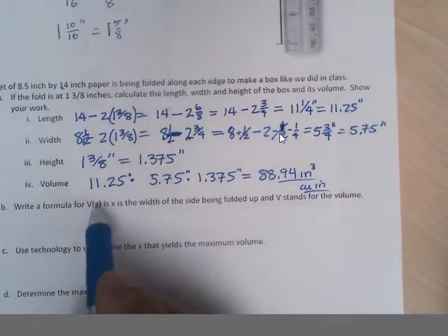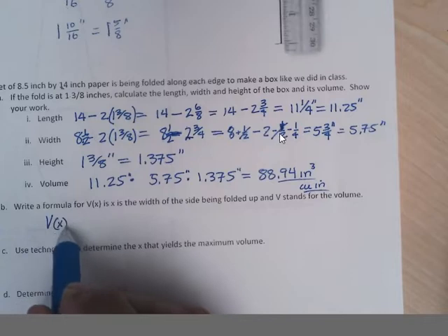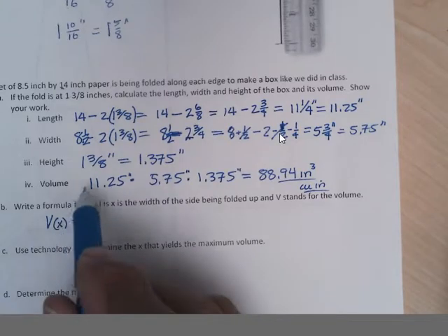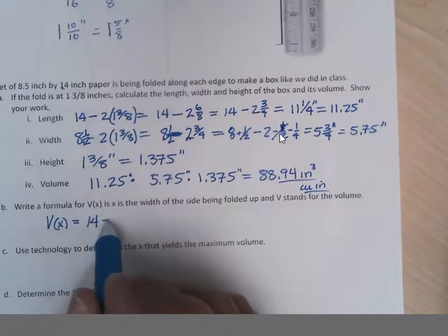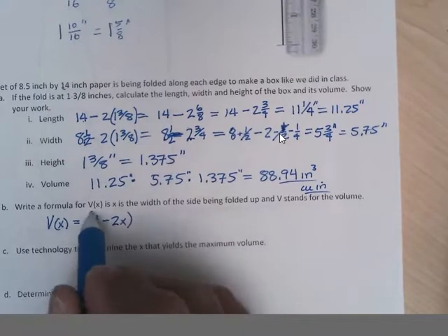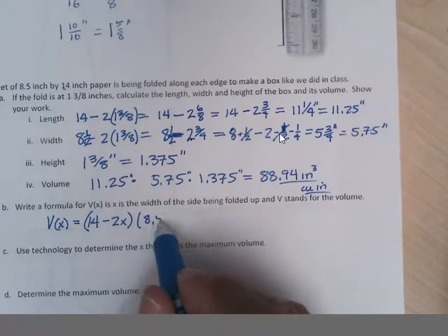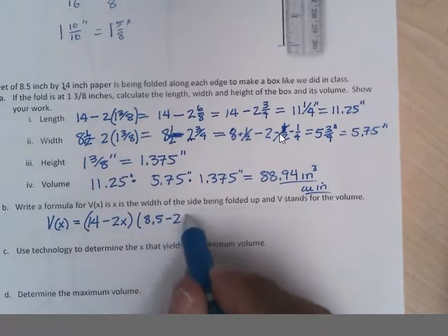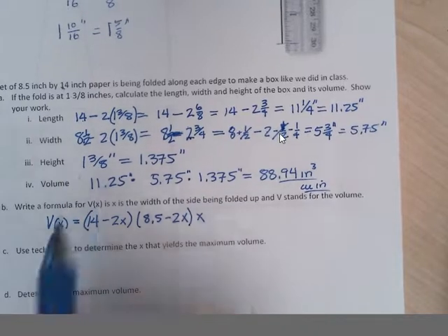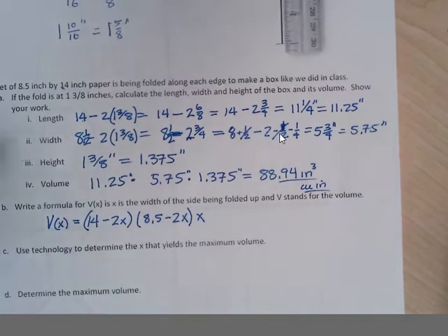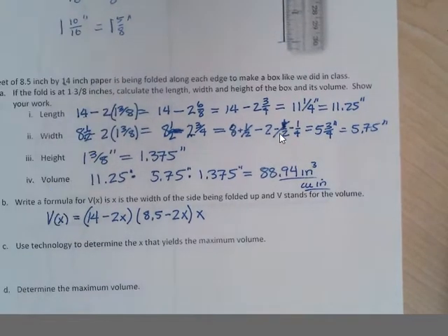So now what's the formula? The volume as a function of x, so x is how much we're folding, is going to be 14 minus 2x times 8.5, I'll do it in decimal, minus 2x, times the height, which was just the x. Length times width times height. Instead of 1.38, we do an x, an x, and an x.